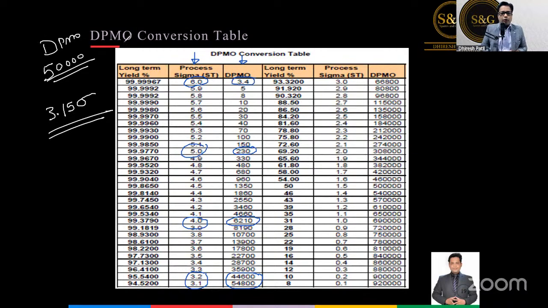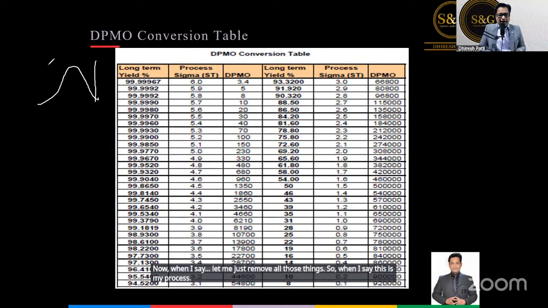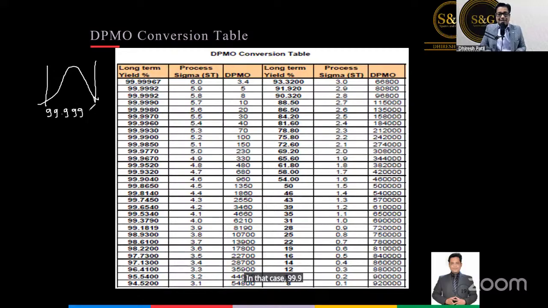Got it? Very good. Now look at this. What is this? What is this yield percentage? Just for your understanding, let me remove all those things. So when I say this is my process, and let's say my process is a 6 sigma process, in that case 99.99966% will be within the specification limit. This is my lower specification and this is my upper specification. This is the okay product within specification.